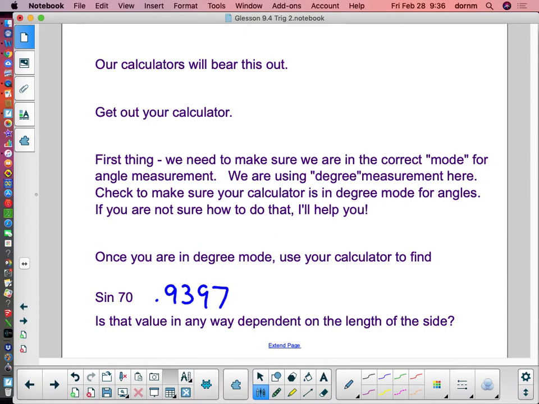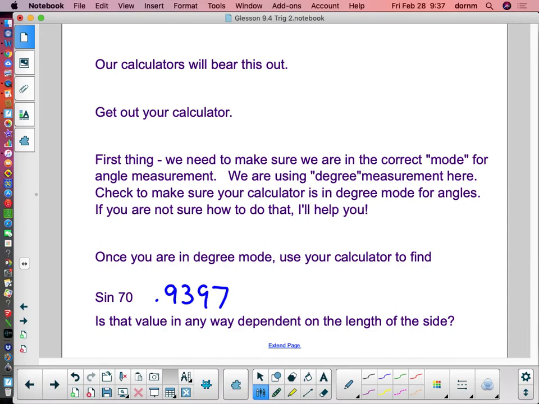Careful. Okay? So, now the question I ask you is, is that value that you got for sine of 70 in any way dependent on the length of the sides of a triangle? No, I don't even have a triangle drawn, do I? There's no triangle present. That's just the value of sine 70.